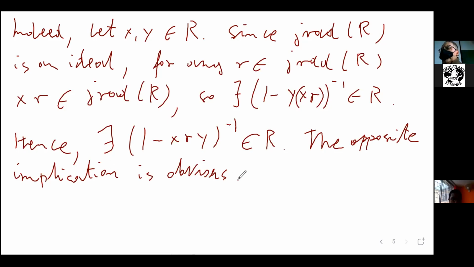Okay, so we have an alternative characterization of a Jacobson radical in terms of invertibility of 1 minus xry. And I think that we are now good to go. Oh no, there's one more thing. Sorry, so there are a couple more things that I need to talk about before I state and prove our main theorem of the day.